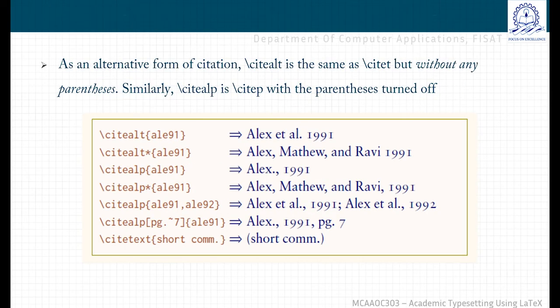This is another option, where you are suppressing something as an alternative form of citation. \citealt is the same as \citet, but without any parenthesis. Similarly, I can use \citealp, which is \citep with the parenthesis turned off. See, in this example, I am using \citealt and the key in the bibitem. There will not be any parenthesis. So these are different options available in the natbib package.